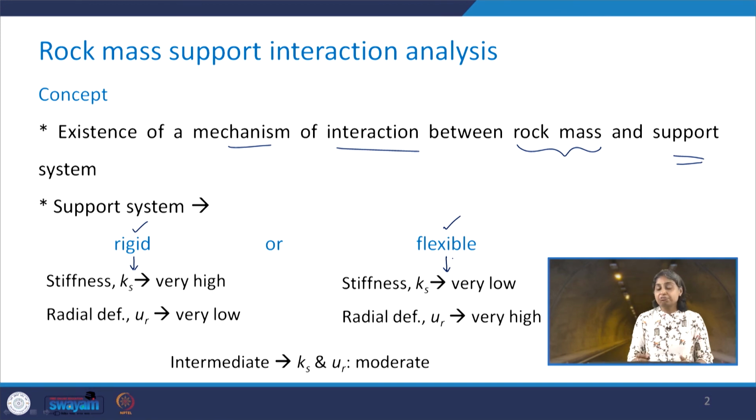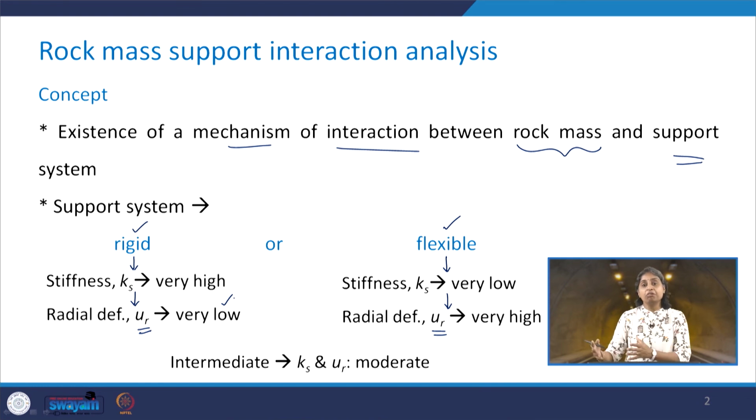Now, since the stiffness of the support is very low, it is going to result in very high radial deformation, which we are representing by UR. And similarly, in case of the rigid support system, the stiffness being very high, the radial deformation will be very low. Now, if we want to restrict the complete deformation of the excavation, then we have to provide an extremely stiff support system, which may not be that economical.